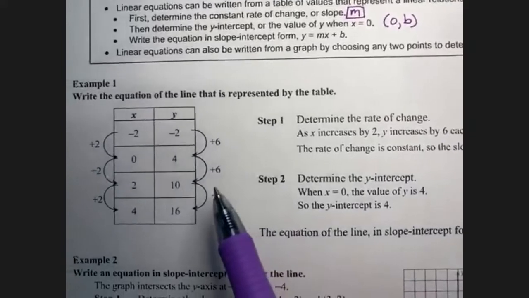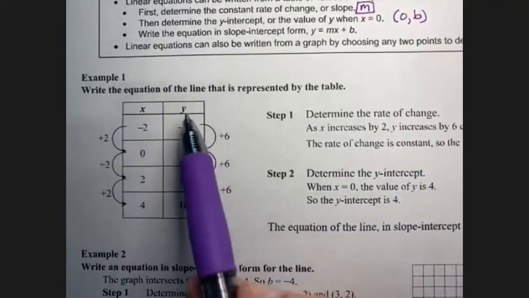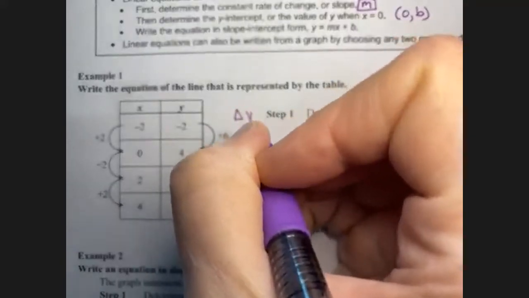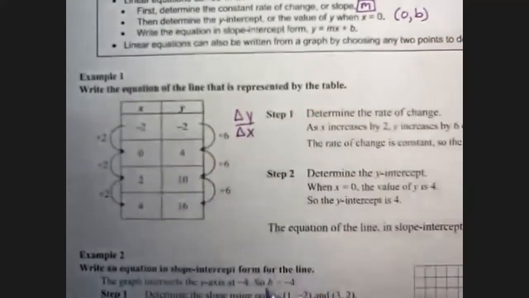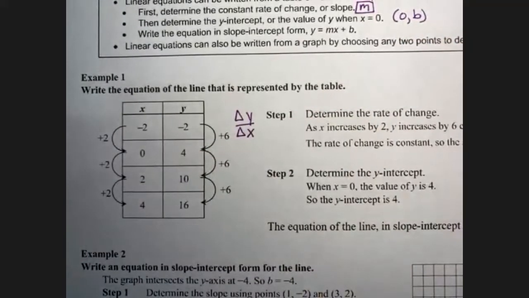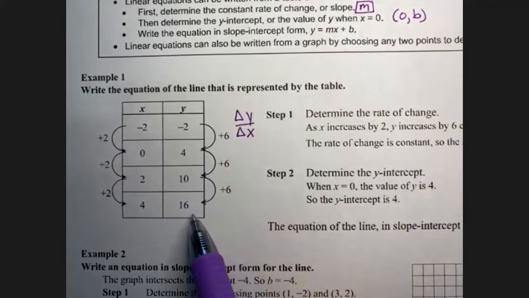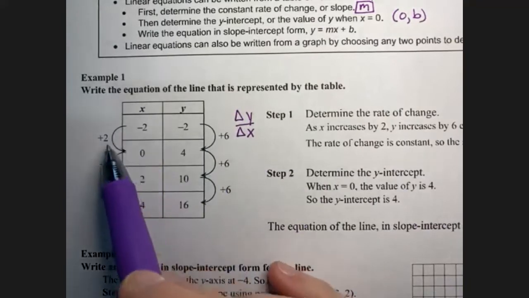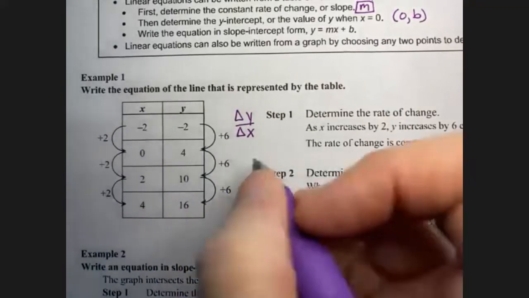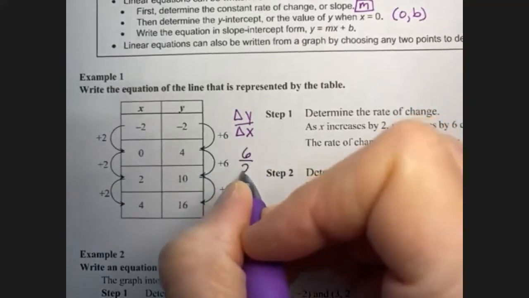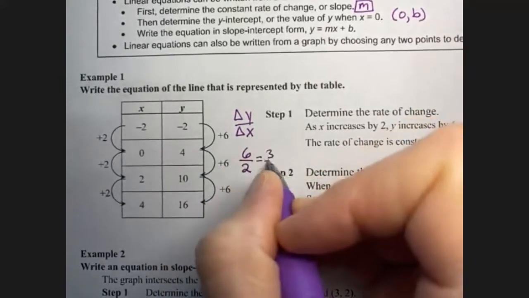So we look for the rate of change. So when we have a table, we do our change in y over our change in x. And that should be becoming very fluid with you. You should know it really well. My change in y, if you notice, there's an increase of 6 each time. And on my x, there's an increase by 2. So that means that the change is 6 over 2 or 3 over 1.